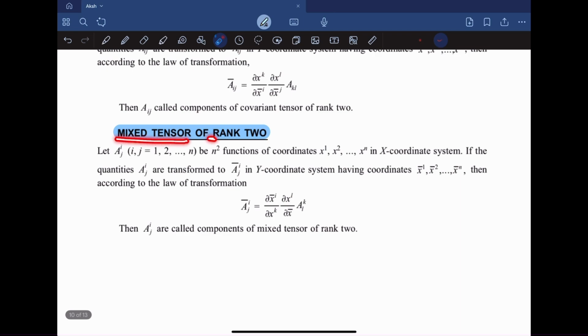For mixed tensors of rank 2, A^i_j, where i, j is given as 1 to n, n squared functions of coordinates x1, x2, ..., xn in the x coordinate system, and are transformed in the y coordinate system, having x bar 1, x bar 2, ..., x bar n, then according to the transformation law, it can be written as A bar^i_j equals del x bar i upon del x l into del x k upon del x bar j times A^l_k, and A^i_j are called the components of mixed tensors of rank 2.